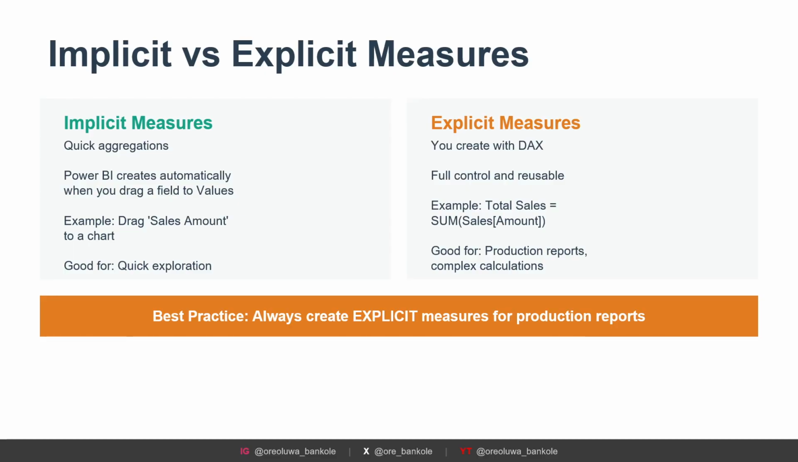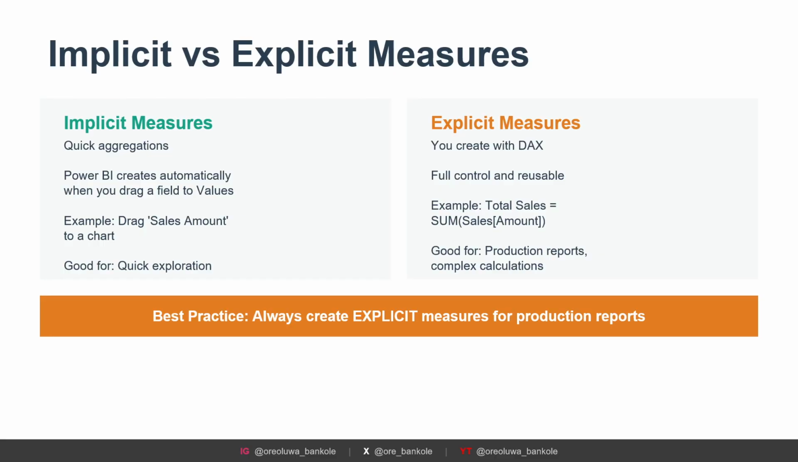But the one that is important for you to use is the explicit measure, which is the one that you sit down by yourself and type on the keyboard into Power BI. Explicit measures are the measures that you create yourself using DAX formulas. So when you write total sales equals sum of sales amount, is that implicit or explicit? Explicit, because you are writing the formula yourself.